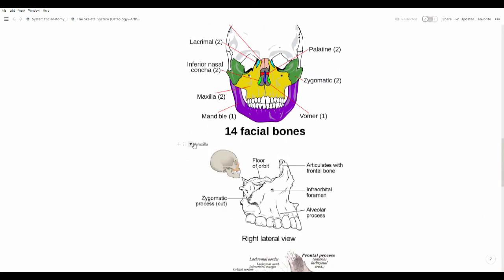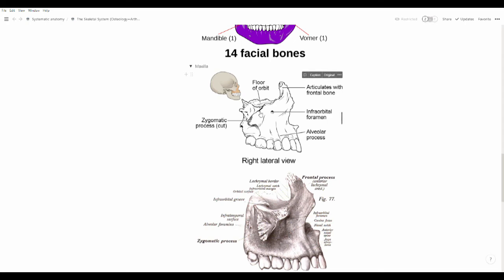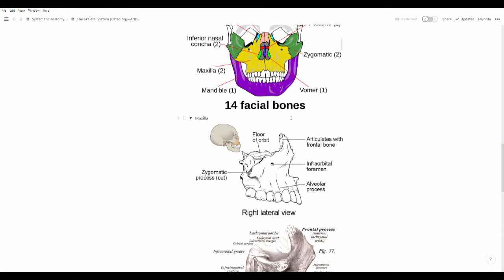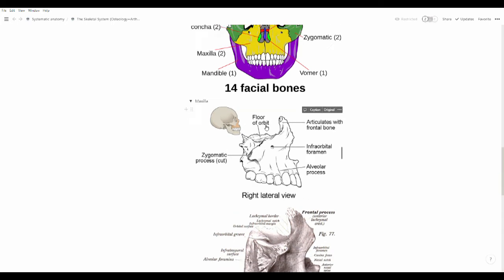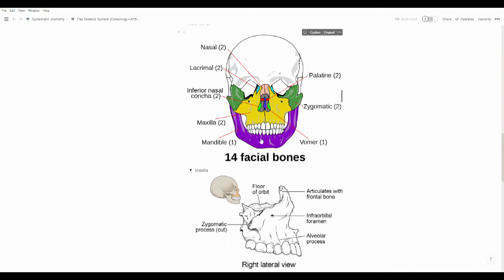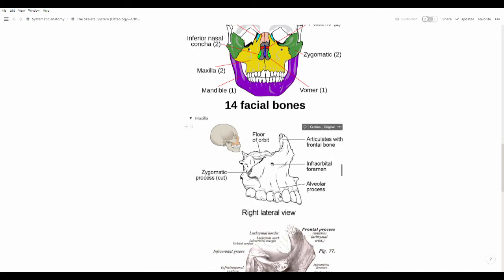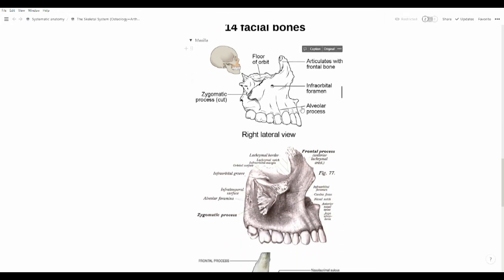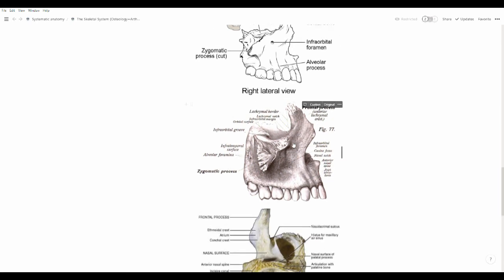So first of all, we have the maxilla bone. So we have one maxilla here, and we have another maxilla on the other side. So 1, 2, and something to keep in mind. Here's the infraorbital foramen. So that hole under the orbit. We also have the floor of the orbit. So here's the eye, the orbit. The floor of it, the bottom of it, is actually part of the maxillary bone or maxilla. We also have the alveolar process, where the teeth are, this process in here, very interesting stuff.